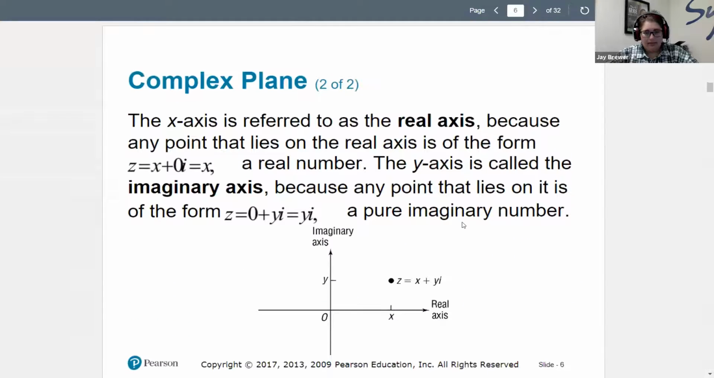So the x-axis is referred to as the real axis because any point that lies on the real axis is in the form z equals x plus 0i, which is just equal to x. So it's a real number. The y-axis is called the imaginary axis because any point that lies on it is in the form z equals 0 plus yi. So it's a pure imaginary number.